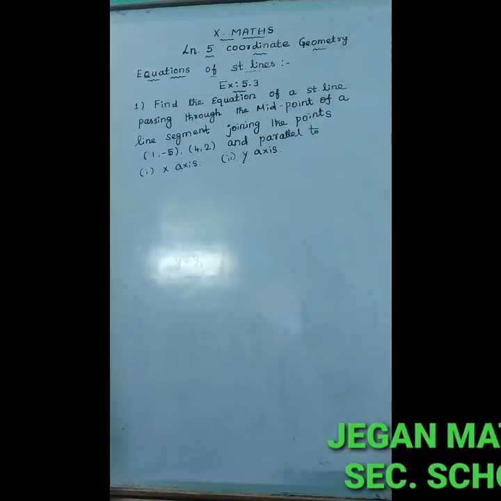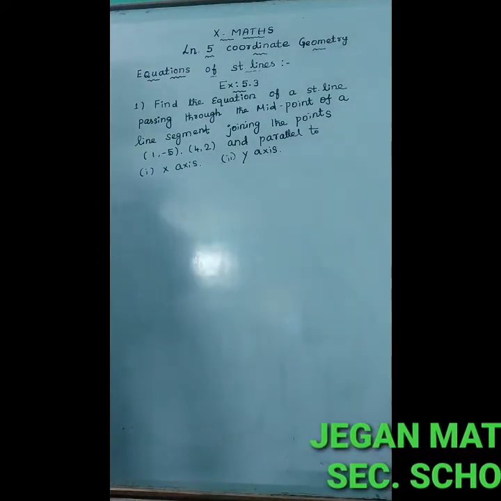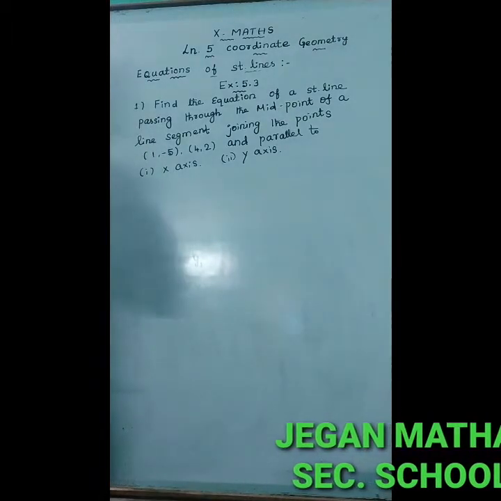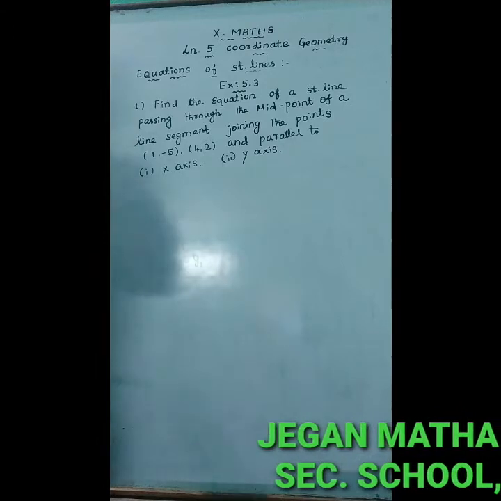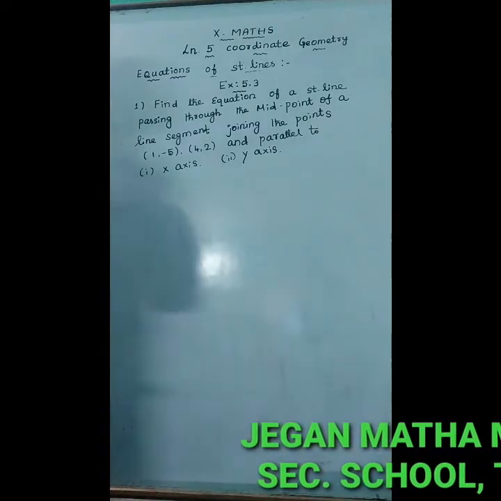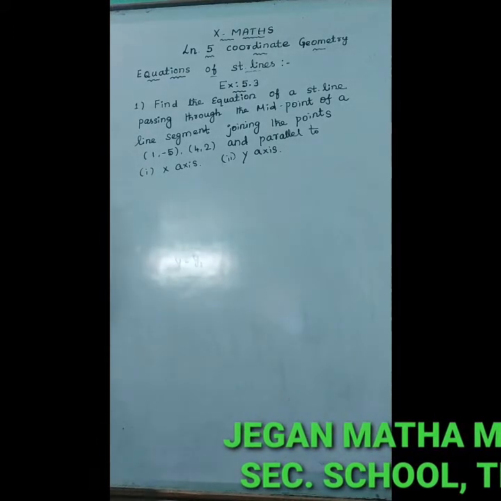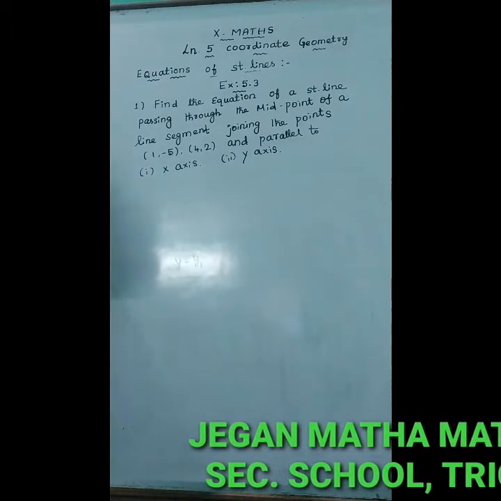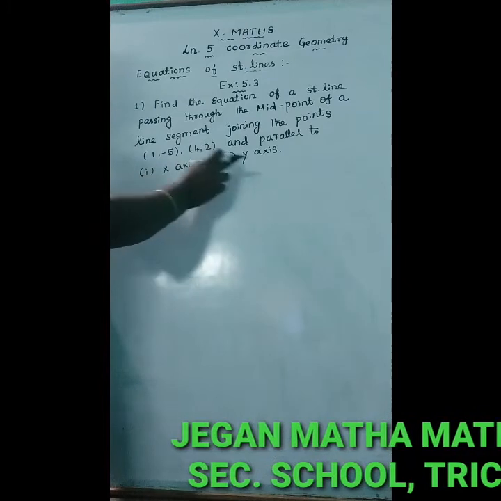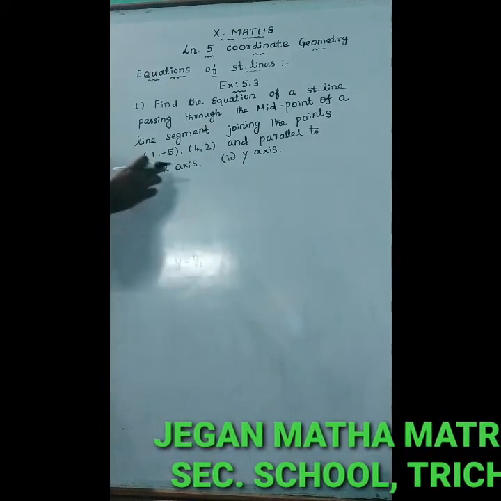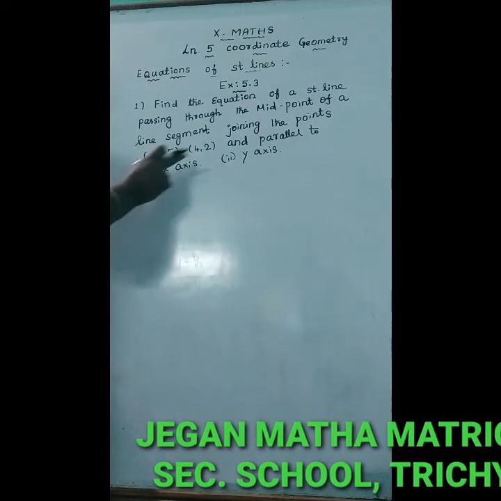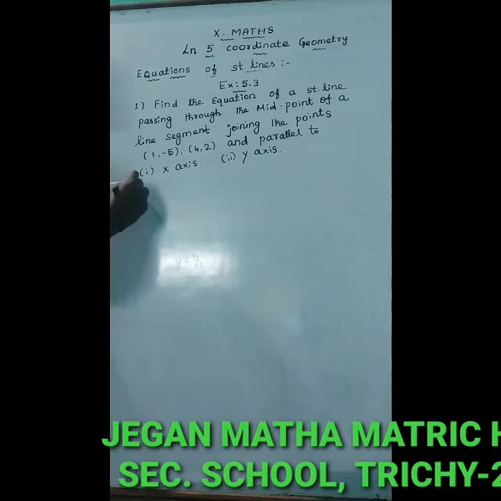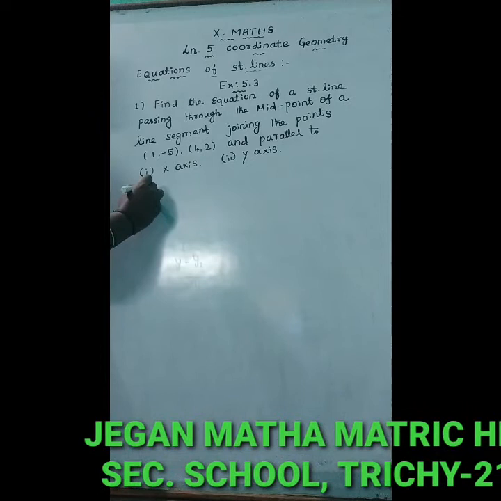So now I explain exercise 5.3. First one: find the equation of a straight line passing through the midpoint of the line segment joining the points (1, minus 5) and (4, 2), parallel to the x-axis and parallel to the y-axis. So first we find the midpoint of the line segment.